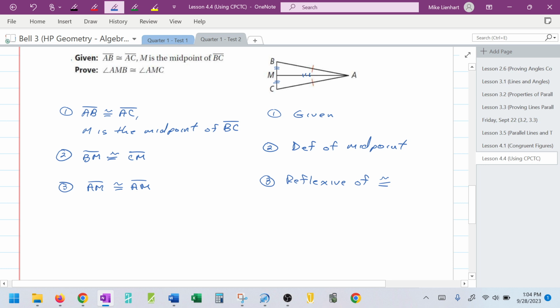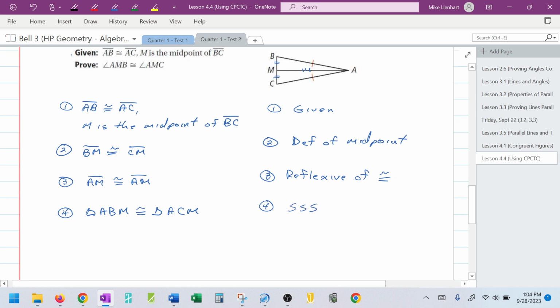And now I have that the 2 triangles are congruent. So let's state that. Triangle ABM must be congruent to triangle ACM. And my reason for this would be side, side, side.